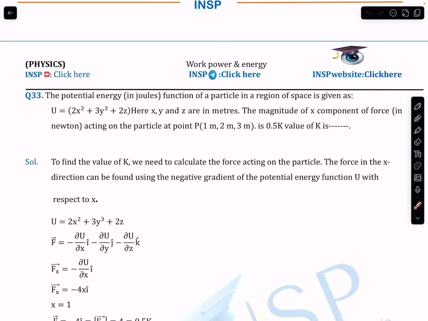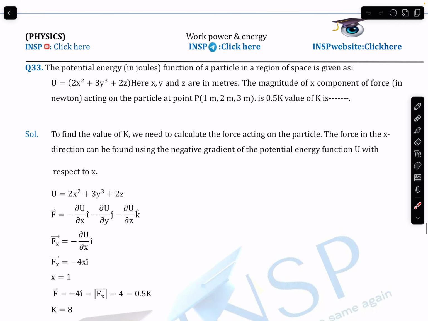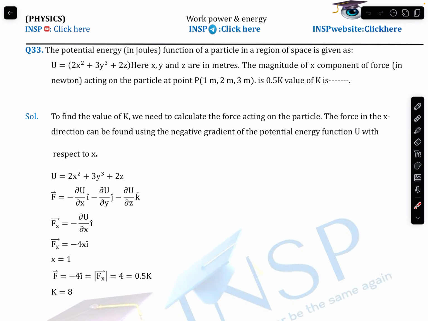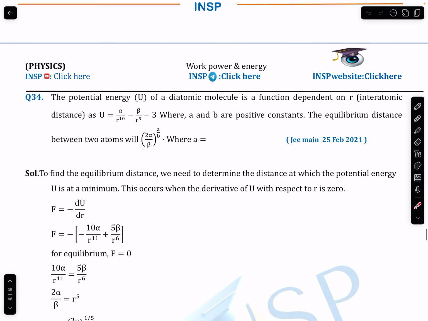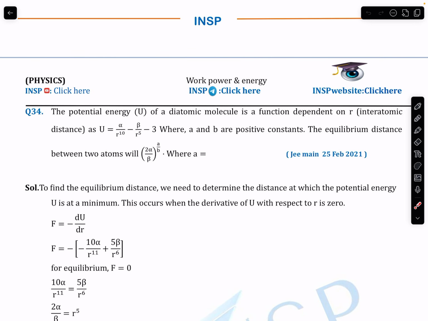However, what they asked was very simple: x component of force. So if potential function is known to you, minus del u by del x i cap minus del u by del y j cap minus del u by del z k cap. This is going to be the force at any point x comma y comma z. Now you can put x equal to 1, y equal to 2, and z equal to 3. All right. Then this is based on again potential function, equilibrium, distance between the two atoms.